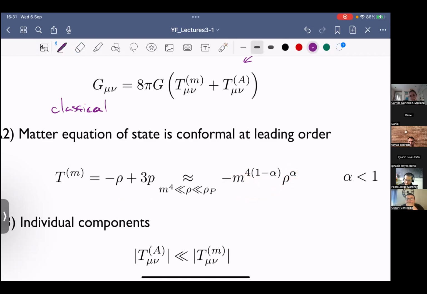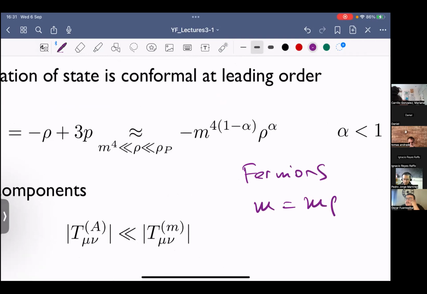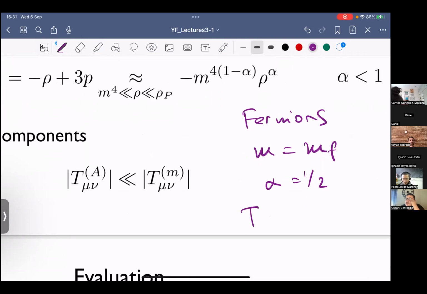So for the example that we were talking about so far, for fermions, we had that m was just the mass of the fermion, and alpha was 1/2, because we saw that this trace was proportional to minus m squared times the square root of the density. This is what we talked about yesterday. So this is one very particular example.